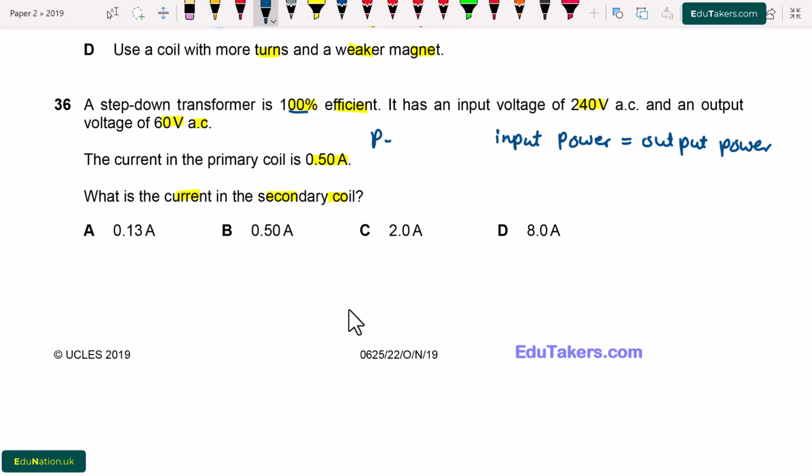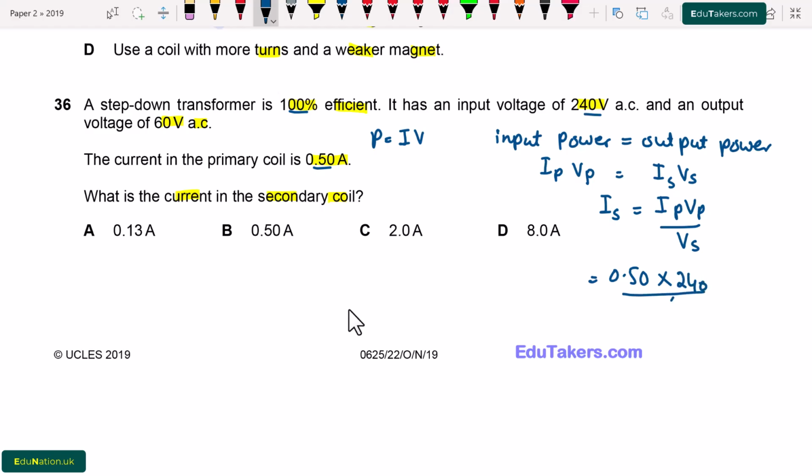And we know that power is equal to the product of current and voltage. So I write here IPVP, which is for the primary coil. It will be equal to ISVS. Here we have to find out the current in the secondary coil. It will be equal to IPVP over VS. Current in the primary coil is given 0.50 ampere multiplied by the voltage across the primary coil, which is 240, divided by 60. So the current in the secondary coil will be equal to 2.0 ampere. Option C is correct.